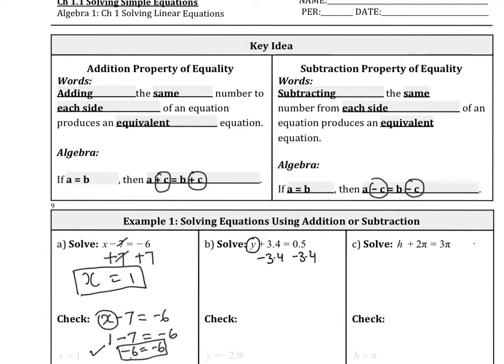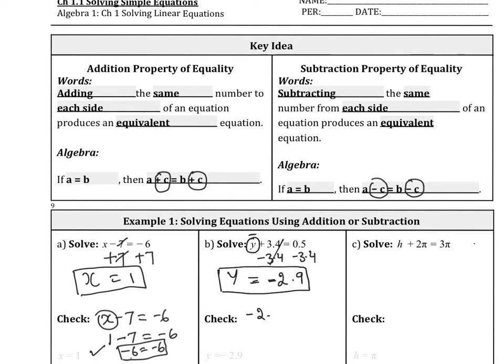Now, if we subtract 3.4 from 3.4, it comes out to nothing. And 0.5 minus 3.4 will give you negative 2.9. This is your y value that you're going to use to check the equation. You're going to use y equals negative 2.9 and substitute it into the main or original equation.